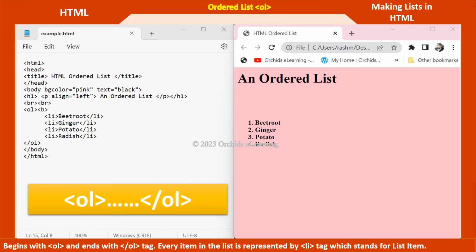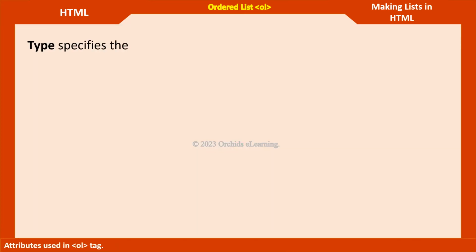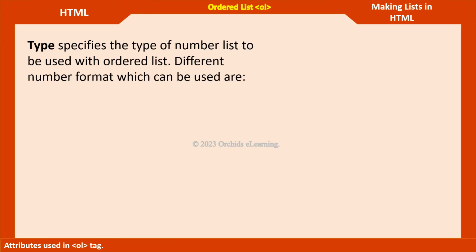Every item in the list is represented by the LI tag, which stands for list item. The basic tag is written in the form <li> and </li>, and the list item is inserted between the opening and closing tags. Type specifies the type of number list to be used with an ordered list.